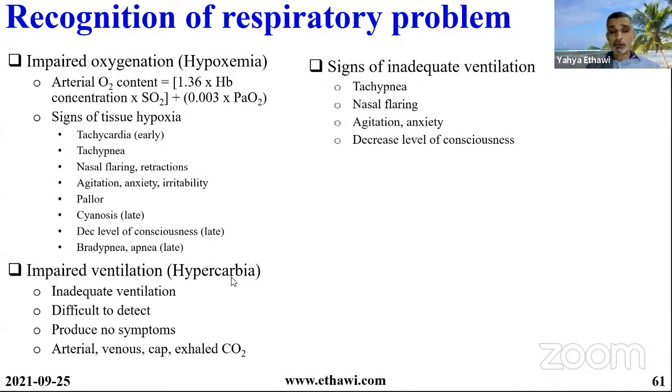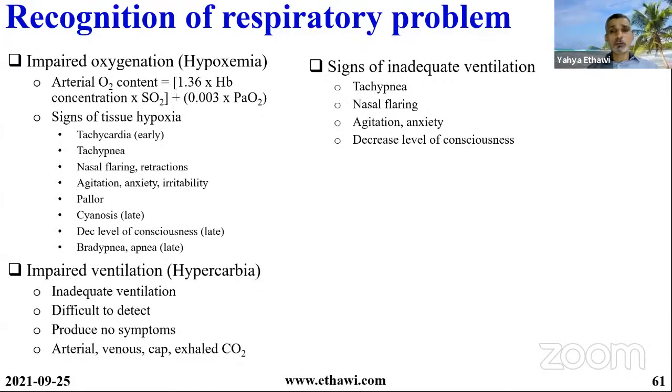Also, we can have impaired ventilation. That means we don't have proper CO2 exchange. So inadequate ventilation, and you remember minute ventilation is tidal volume times respiratory rate. It's very difficult to detect and produces no symptoms. Remember, low CO2 is way more dangerous than high CO2. And high CO2 takes a long time to cause a problem.